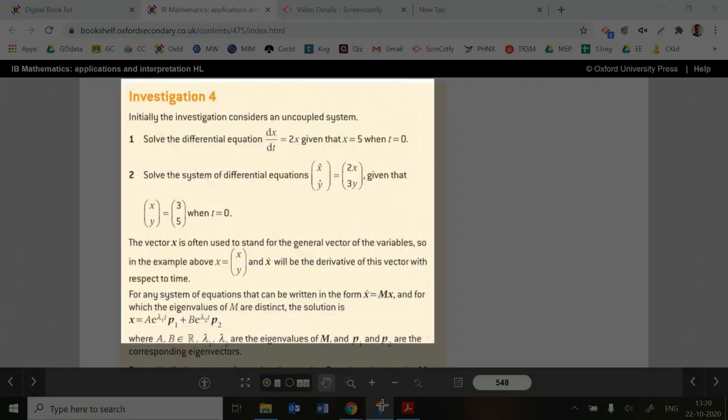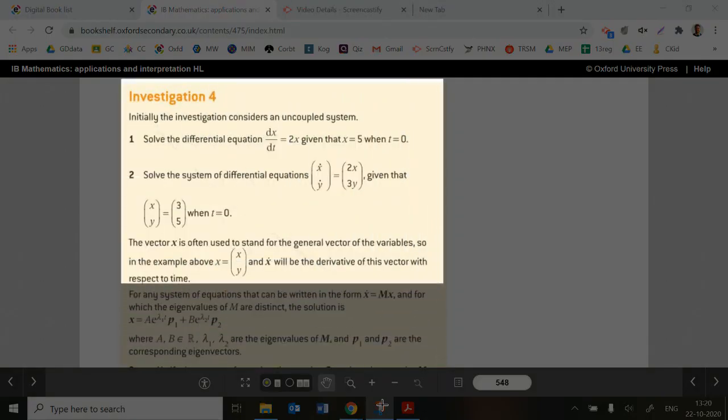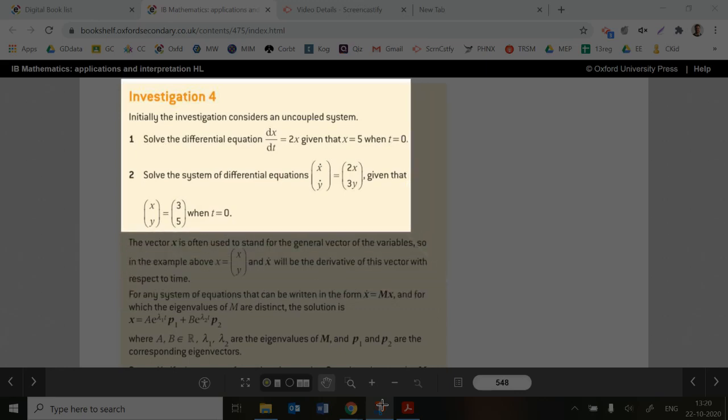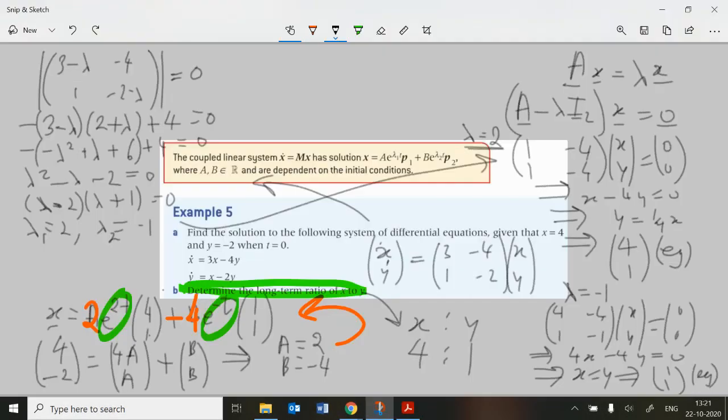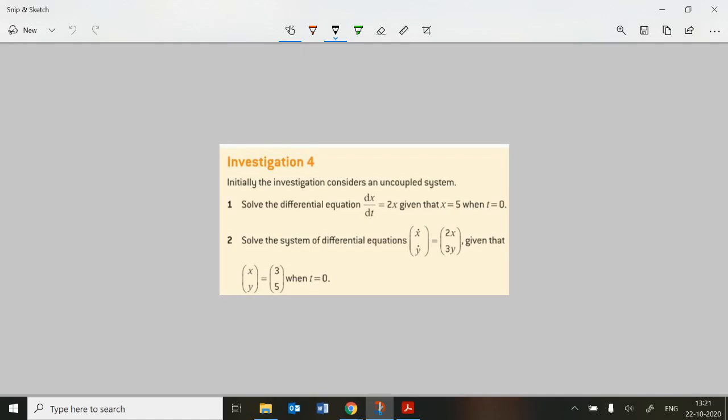So investigation 4. And let's just solve these two to start off with. Okay, so 1 and 2. So it says solve the differential equation here. So this is just normal solving of differential equations. So we've got dx dt is equal to 2x.